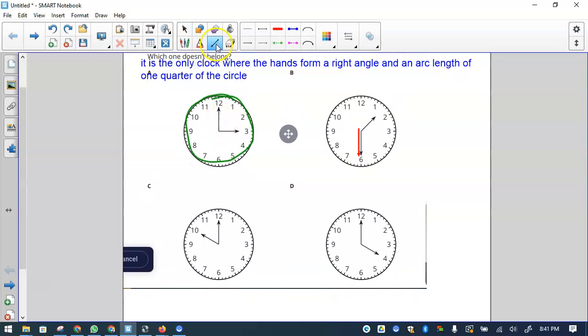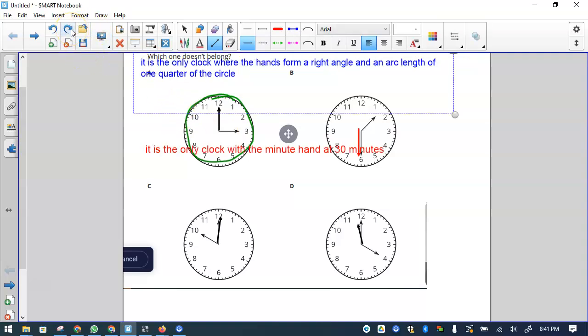This is up top. This is again top, and here again top. So that's the only one which is down. So here it is: it is the only clock with a minute hand at 30.